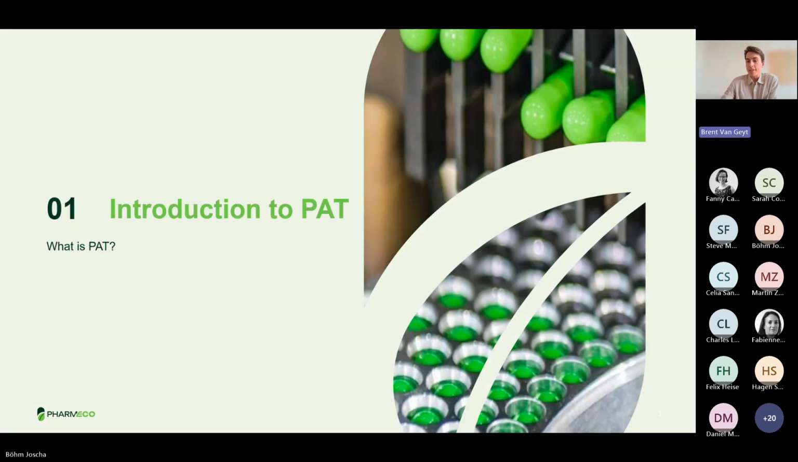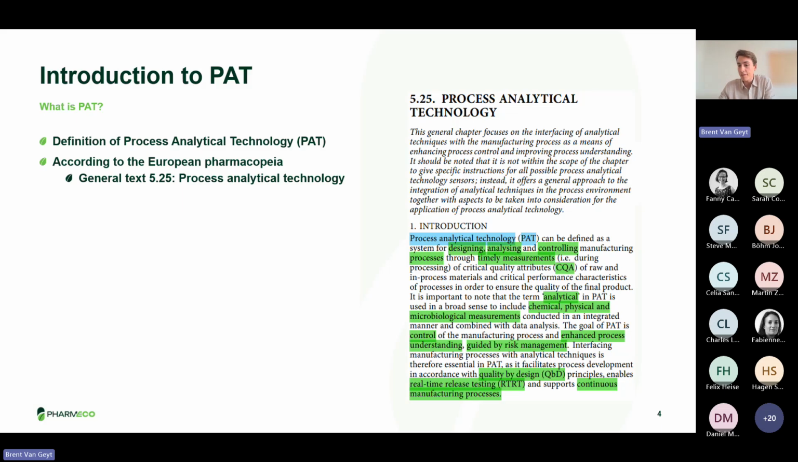So, introduction to PAT. What is PAT? If we look at the definition, PAT stands for Process Analytical Technology. It can be defined as a system for designing, analyzing, and controlling manufacturing processes through timely measurements of critical quality attributes. So first of all, it is used for designing, analyzing, and controlling the process, and there we constantly take time points to get the quality attributes that we want. Also, we see that "analytical" is included there, and this is because we want to include chemical, physical, and microbiological measurements as well.